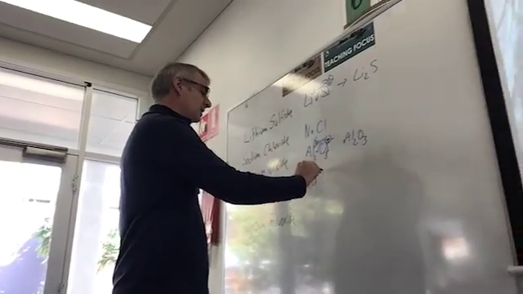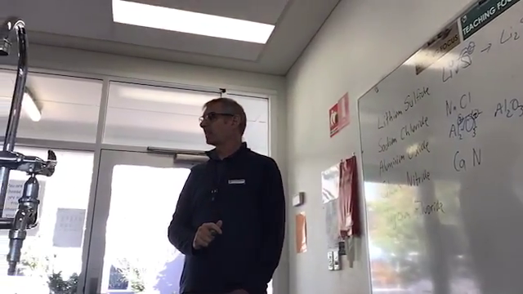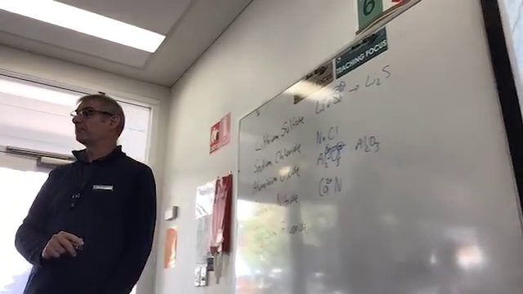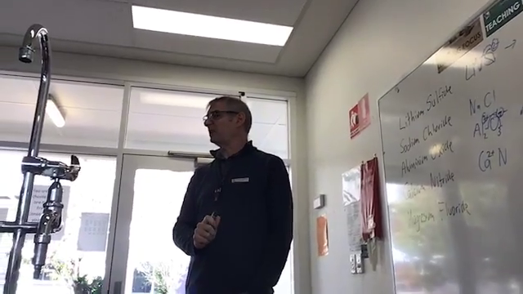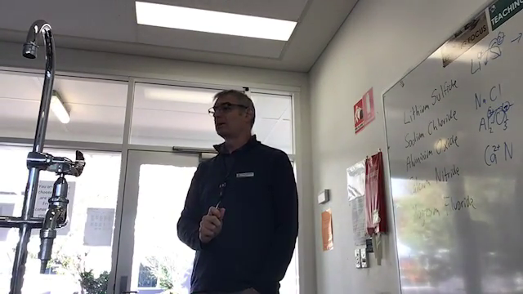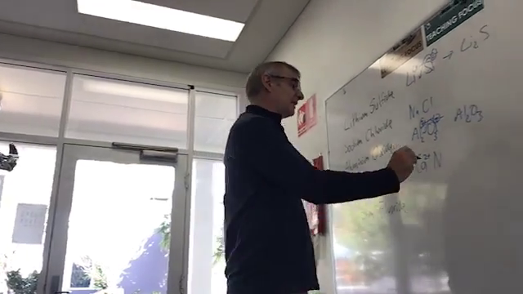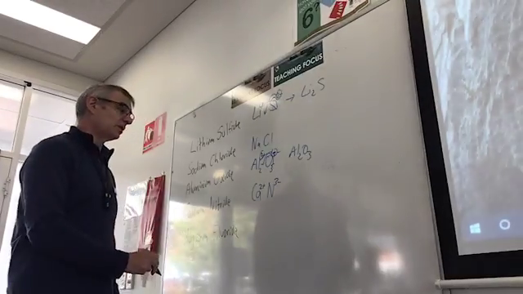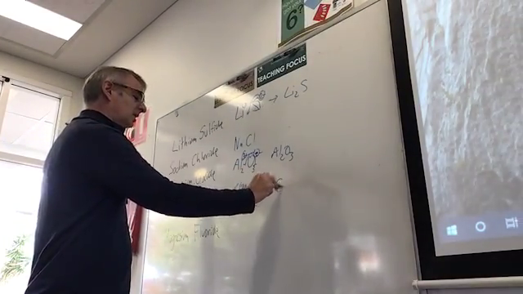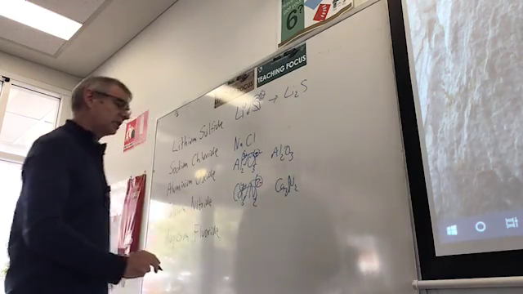Calcium nitride. Calcium is Ca. Nitride is N. What's the charge on calcium? 2+. It's in group 2, so it's 2+. Charge of nitride. What group is nitrogen in? 15. So everything in group 15 has a -3 charge. So now swap and drop. Take the 3, drop it down there. Take the 2, drop it down there. Calcium 3, nitride 2.